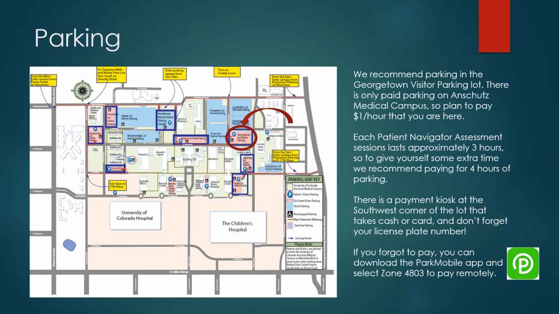For parking, we recommend using the Georgetown Visitor Parking Lot. Exact directions can be found using Google Maps or your preferred GPS software, and it is located just north of Education Building 1 and Education Building 2. This is paid parking and we recommend paying for 4 hours of parking time. There are parking kiosks located at the southwest corner of the lot, but you can also pay utilizing the Park Mobile app on your phone.